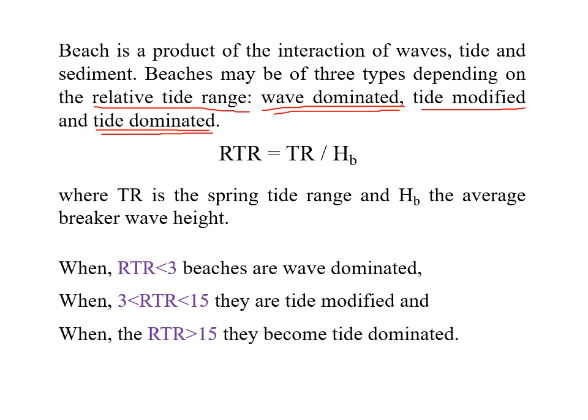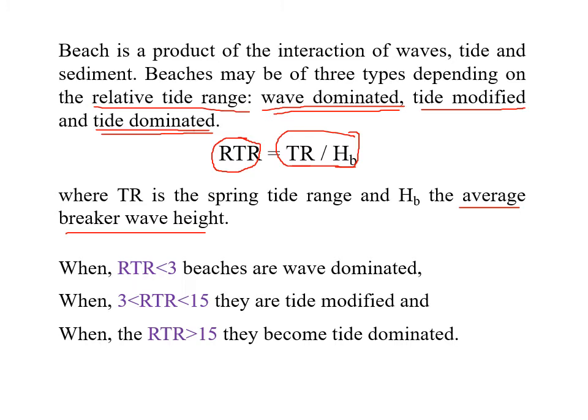And depending on the relative tide range, that is abbreviated as RTR, which is basically a ratio of tidal range divided by the wave height of the breaker, that is the average breaker wave height. So depending on this ratio, which is called relative tide range, the beaches can be divided into three types, as I already told you. So when the RTR value is less than 3, beaches are tide dominated.